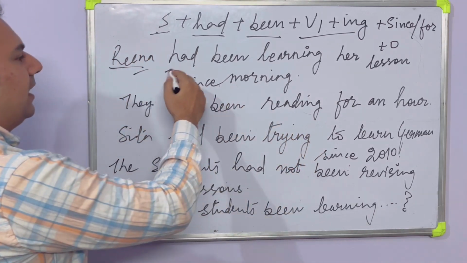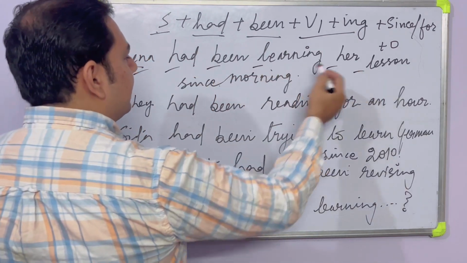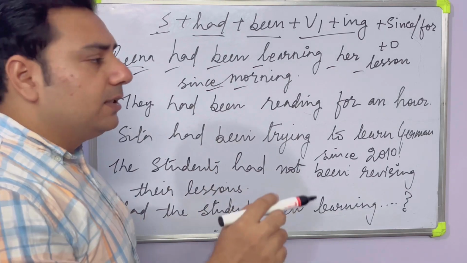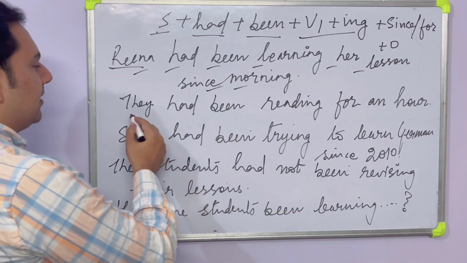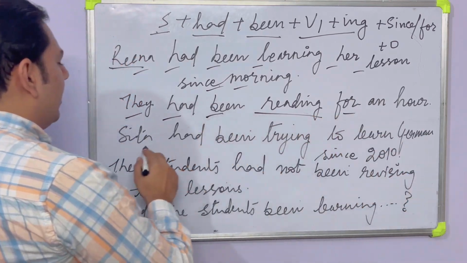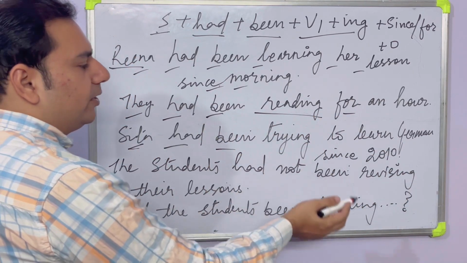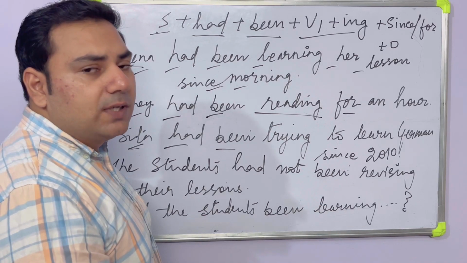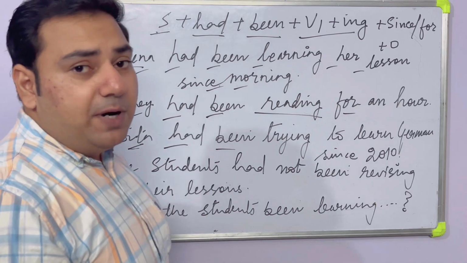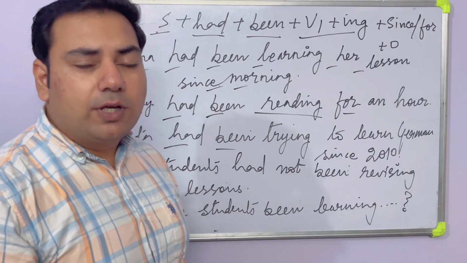So she had been learning her lesson since morning. Okay, so this is how you will be making the past perfect continuous sentences. They had been reading for an hour. Sita had been trying to learn German since 2010. Okay, now we have to come to the negative part. These were the positive sentences. Okay, you can create any one.